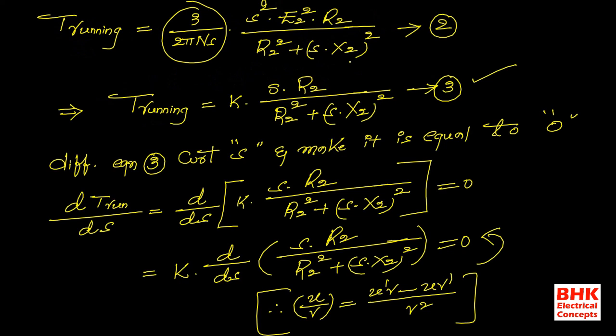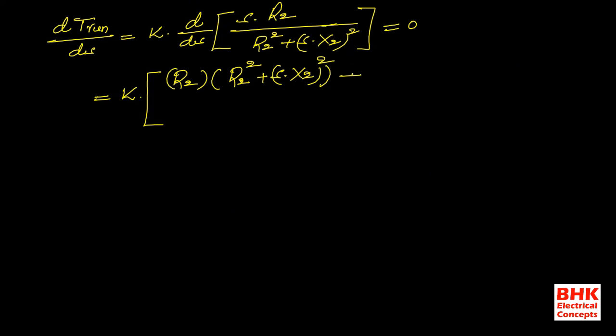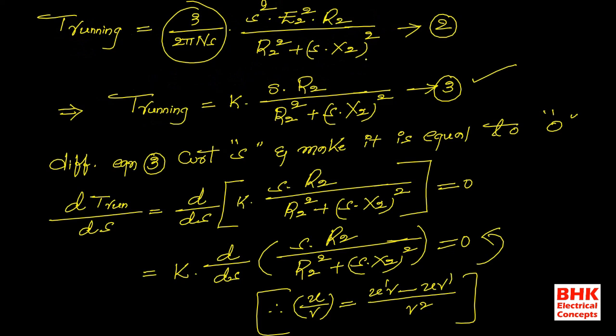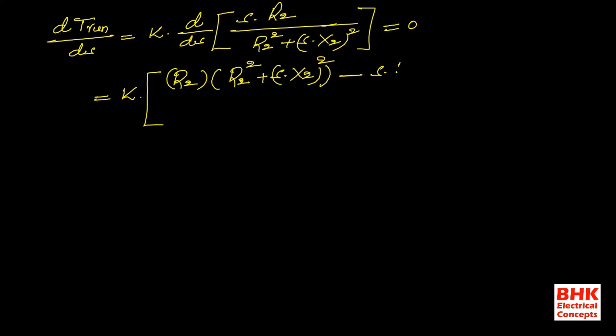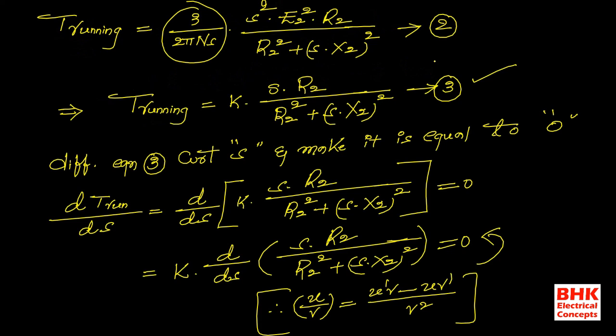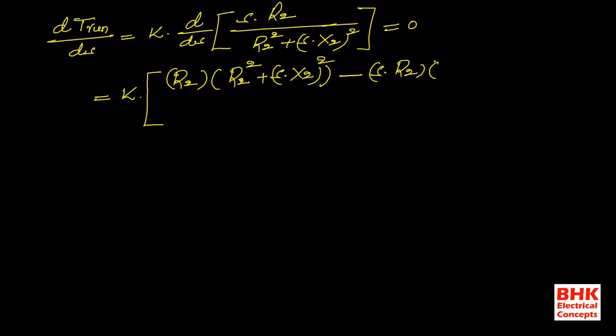Just observe here: u dash v minus u v dash. U dash gives r2 because we differentiate with respect to s, and v is always the denominator, so I directly place r2 square plus s into x2 square, minus again the formula: u is s into r2, substituting directly, and v dash means differentiating with respect to s. You will get 2 into s into x2.